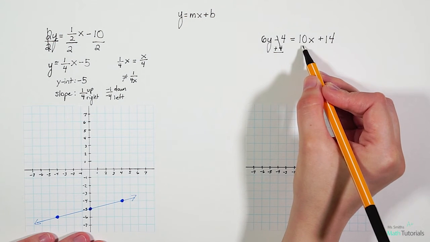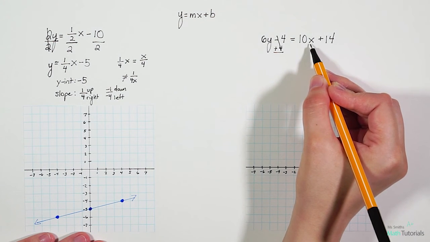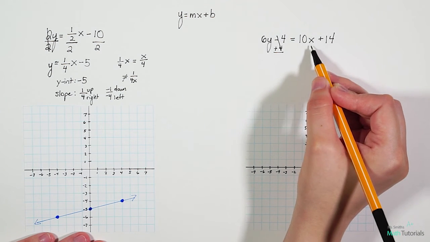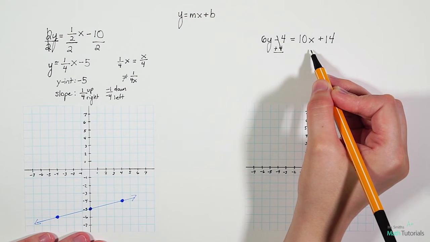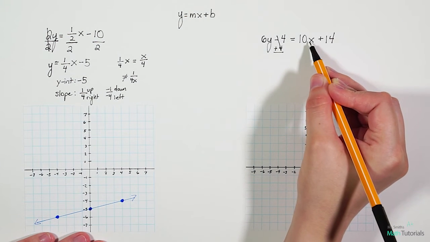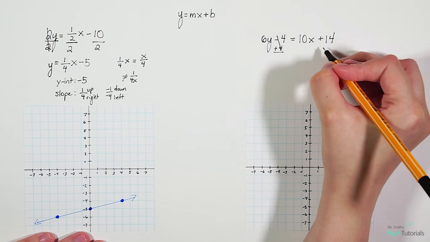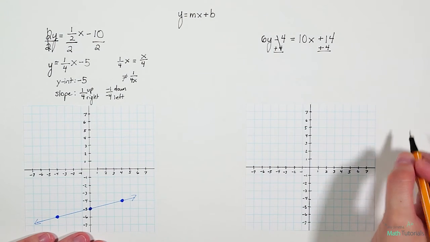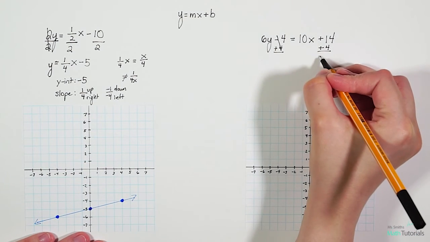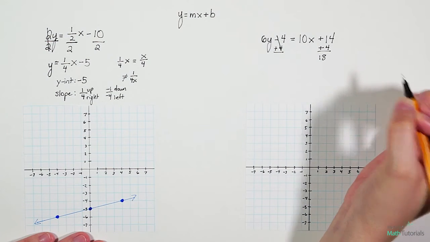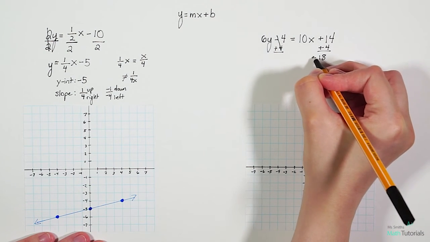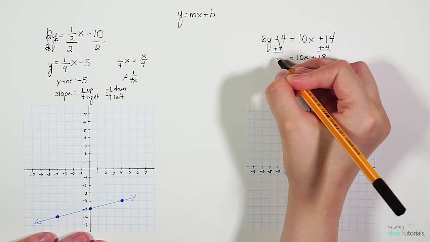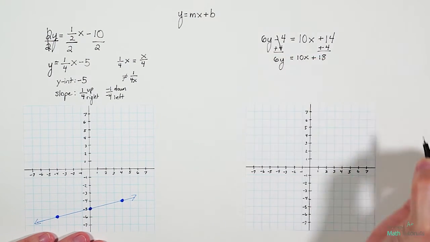I don't want to add 4 to the 10x because those aren't like terms. In order for us to add a 10x and a 4, they would have to either both have an x or both not have an x, right? Both be constants. So we don't want to put it underneath the 10x. We want to put it underneath the 14 because that is a like term. 14 plus 4 would give us 18. And then we still have our 10x and our equals, and we still have 6y at this point.